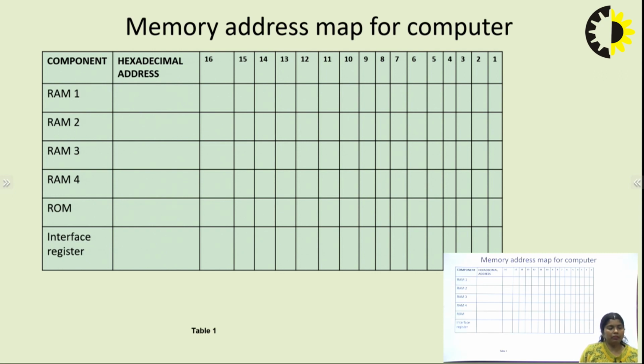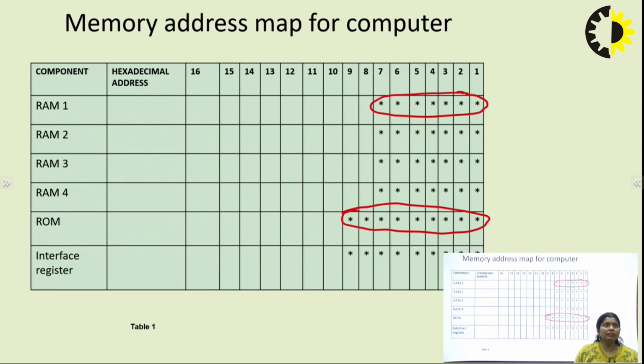And in this particular example, an interface register is also given, so there is a component as an interface register also. After that, because the CPU has a 16-bit address bus, that's why 1 to 16 is written here. Now, because the RAM size is what? 128 cross 8, and 128 cross 8 means what? 2 to the power 7, means 7-bit address bus and 8-bit data bus.